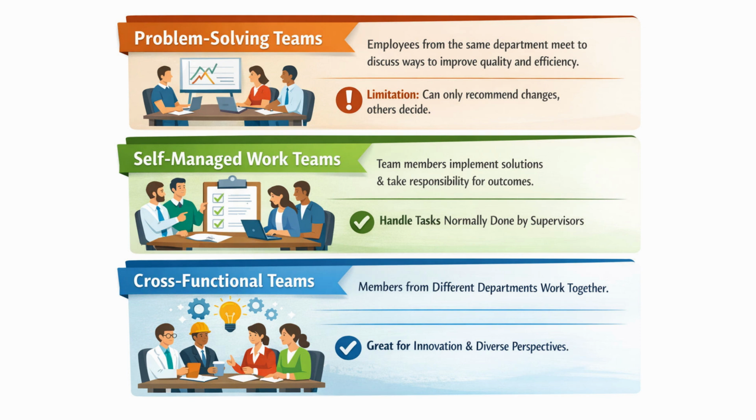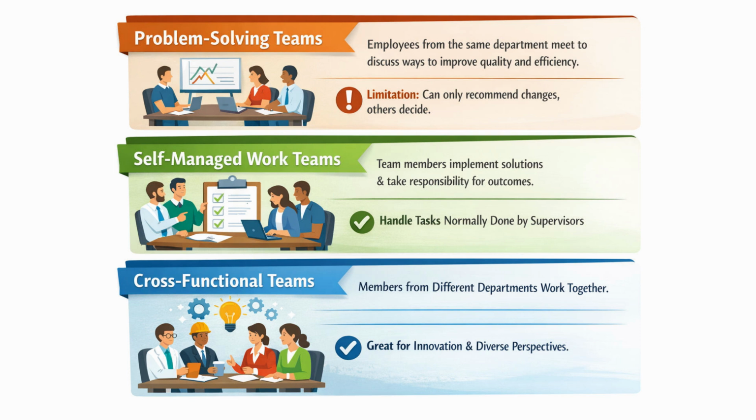Organizations don't just have teams. They have different team designs, each with different strengths and risks. 1. Problem-solving teams. These are employees from the same department who meet a few hours each week to discuss ways of improving quality, efficiency, or the work environment. A big limitation: they often lack authority to implement changes. They recommend, others decide.